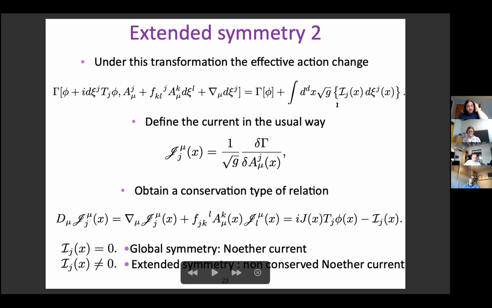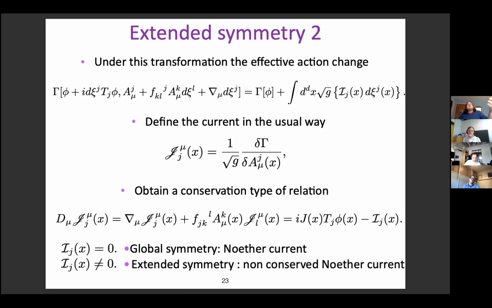So if this AJ is equal to zero, you have a global symmetry. That means this transformation of the field is a symmetry, and then you have Noether's theorem and a conservation law with charge. But this same way of thinking can also be applied when you don't have a symmetry, but you simply have a transformation law of the field. This transformation law can generate an equation for the average value, some relation between averages. This is the case when this AJ is different from zero, and this is what we call an extended symmetry that generates a non-conserved current.